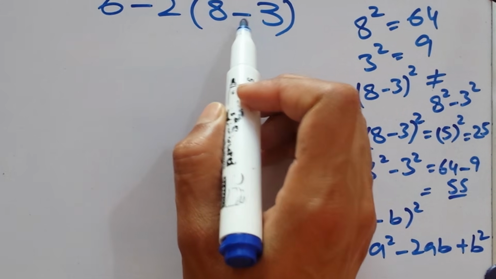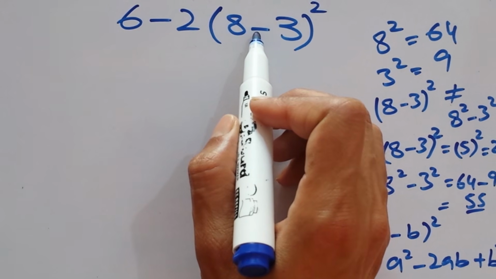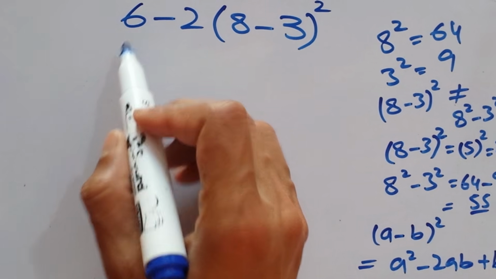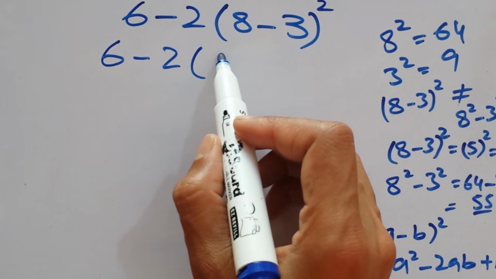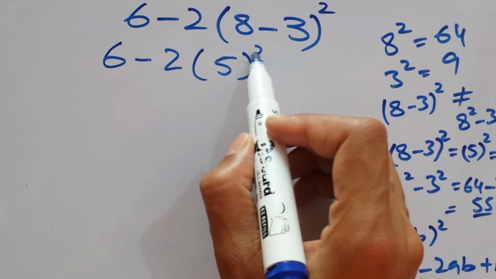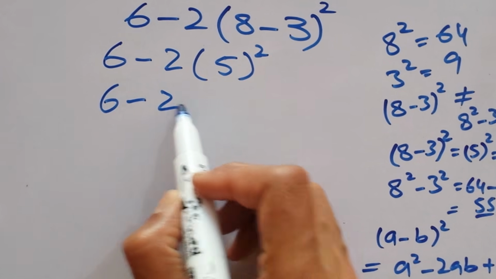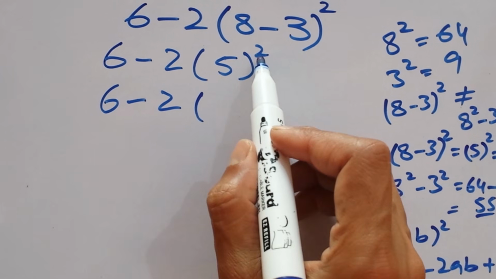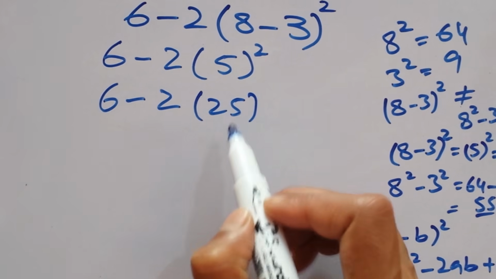So, inside the brackets first, right? So 6 minus 2 times (8 minus 3) whole squared becomes 6 minus 2 times 5 whole squared. Now exponent first. So 6 minus 2 times 5 squared, and 5 squared means 5 times 5 equals 25.